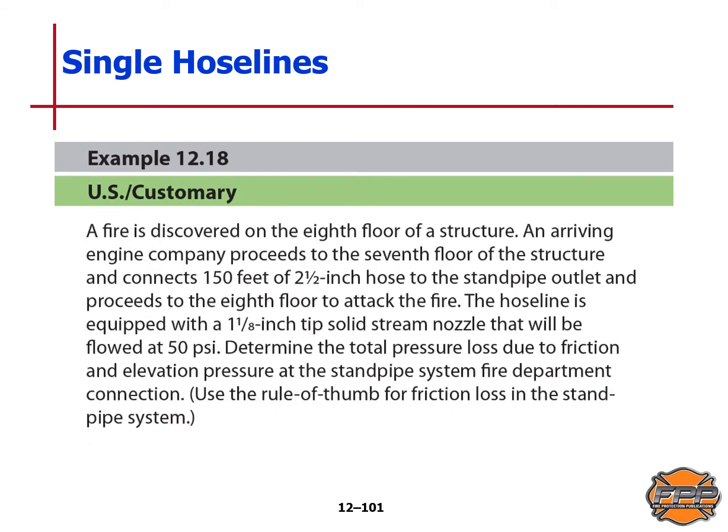Here's example 12.18. A fire is discovered on the 8th floor of a structure. An arriving engine company proceeds to the 7th floor of the structure and connects 150 feet of 2.5-inch hose to the standpipe outlet, and then proceeds to the 8th floor to attack the fire. The hose line is equipped with a 1 1/8-inch tip solid stream nozzle that will be flowed at 50 psi. Determine the total pressure loss due to friction and elevation pressure at the standpipe system fire department connection. Use the rule of thumb for friction loss in the standpipe system.